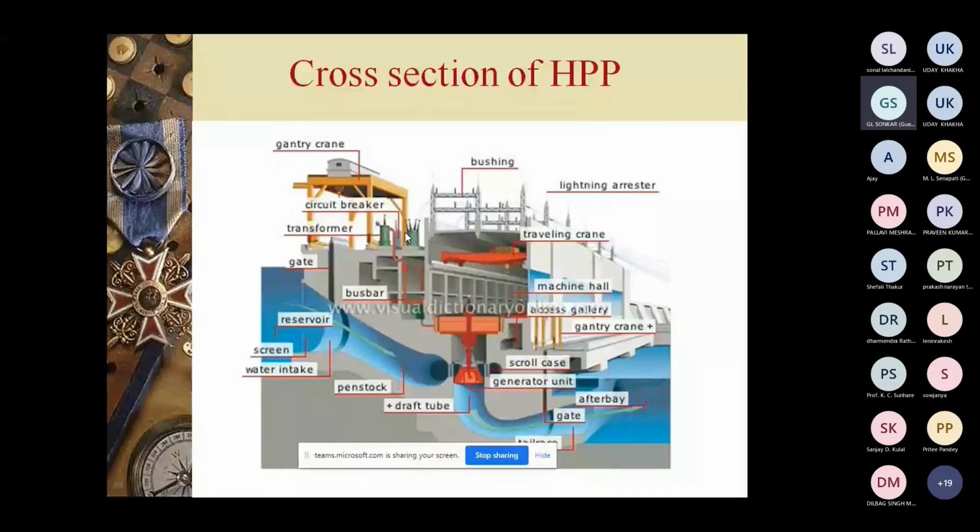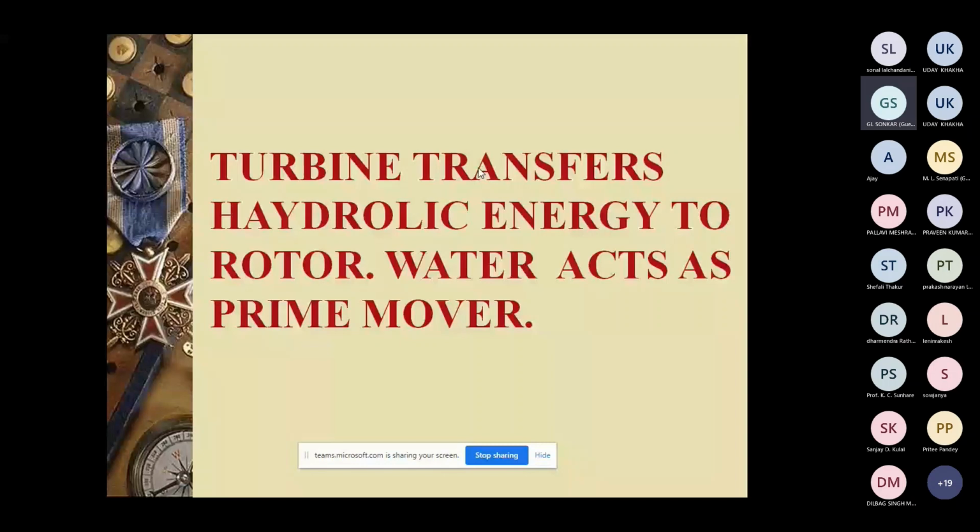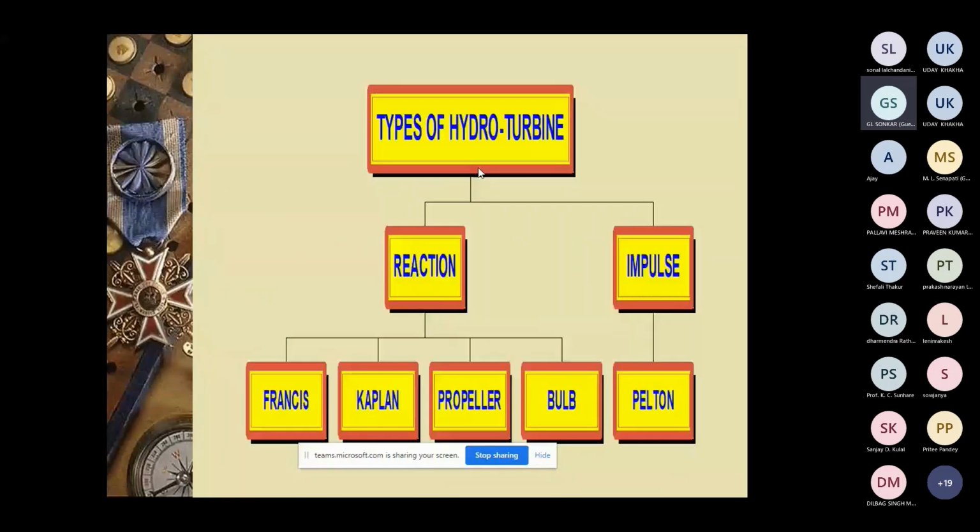We all know the objective of the turbine. It converts your water energy or hydraulic energy into mechanical energy. Then these are the types of hydro turbines: reaction and impulse. Under reaction, we have Francis, Kaplan, and Propeller. In Kaplan, you can change the blade angle. In Propeller, you cannot change the blade angle.